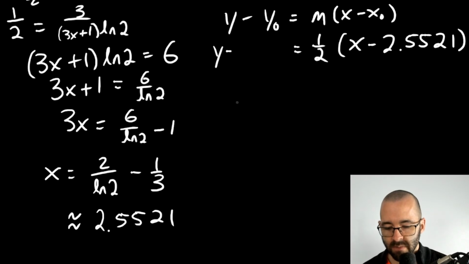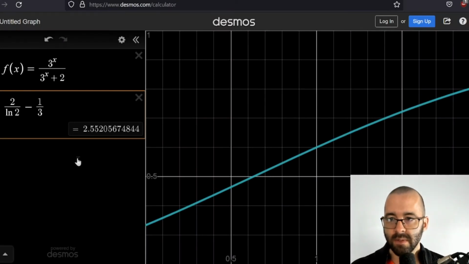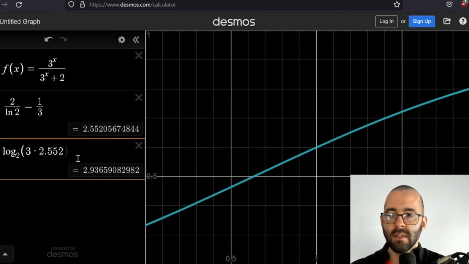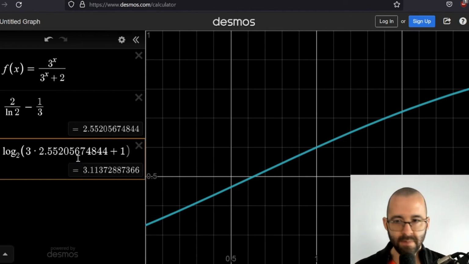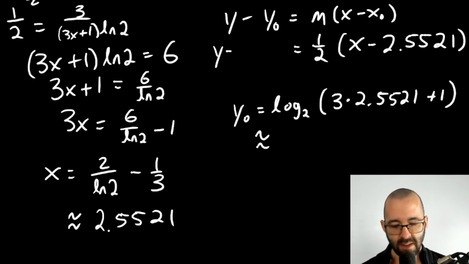So our function is log base 2 of 3x plus 1, where x is our x naught. Type that into a calculator. Log base 2 of 3 times x. You can put some extra digits here if you want to get it even more accurate. Plus 1. It was plus 1, right? Yeah. That's about 3.1137.